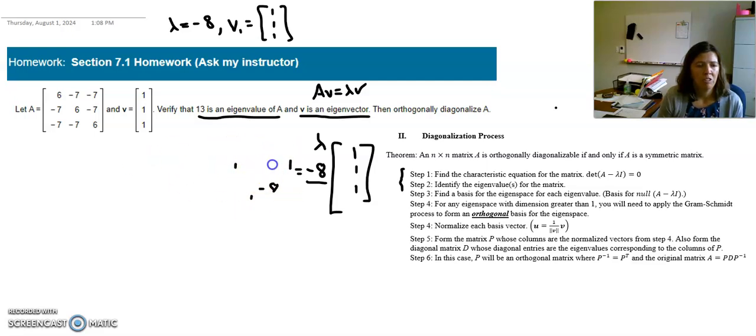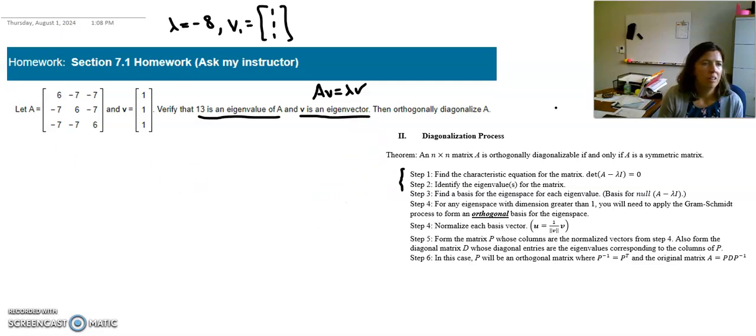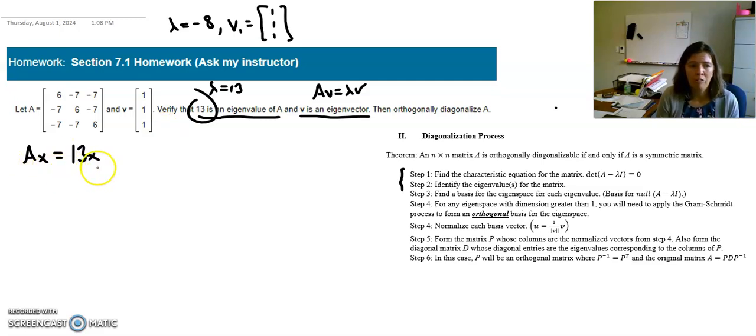Okay, so if 13 is an eigenvalue, that means that there's some non-zero vector, I'll call it x, because that's what I called it in the write-up, such that A times x equals, eigenvalue 13, so 13 times x. This is our lambda. And so we want to solve this equation for the vector x.